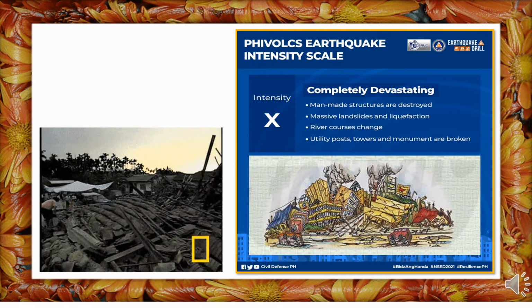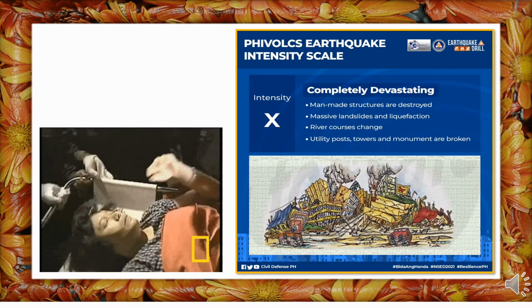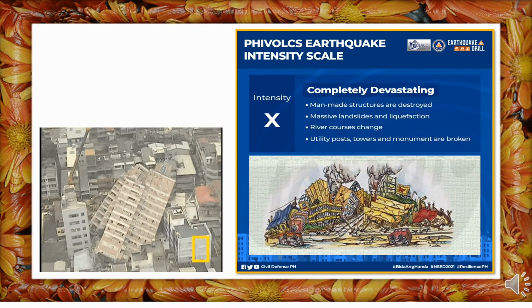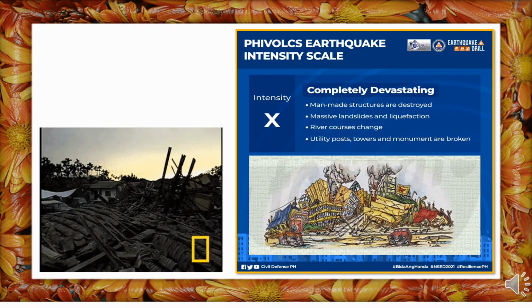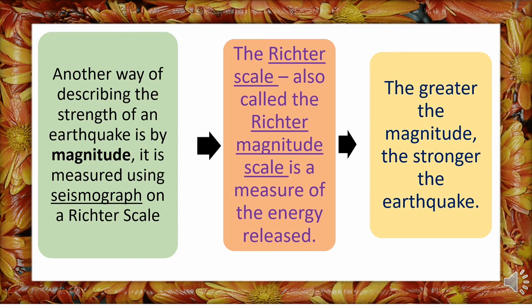Intensity 10, completely devastating, man-made structures are destroyed, massive landslides and liquefaction, river courses change, utility posts, towers, and monuments are broken. Another way of describing the strength of an earthquake is by magnitude. It is measured using a seismograph on the Richter scale. The Richter scale, also called the Richter magnitude scale, is a measure of the energy released. The greater the magnitude, the stronger the earthquake.